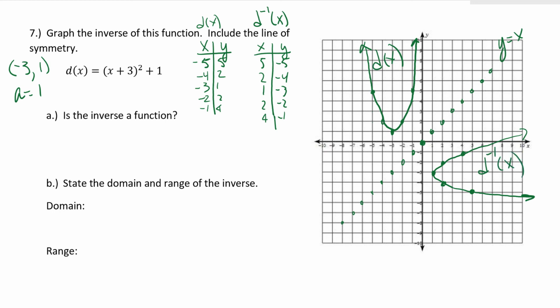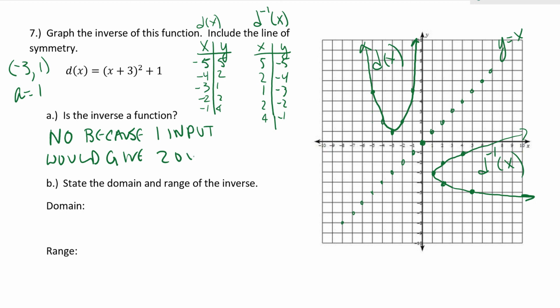Now, it's asking you, is the inverse a function? And we would say no, because one input would give two outputs, and we can't have that. Then it says state the domain and range of the inverse.